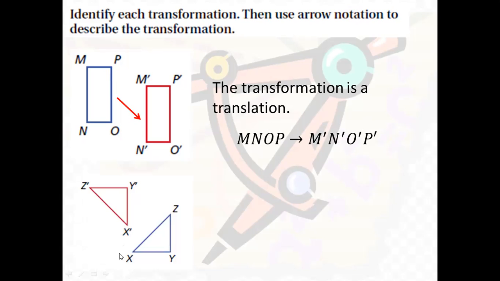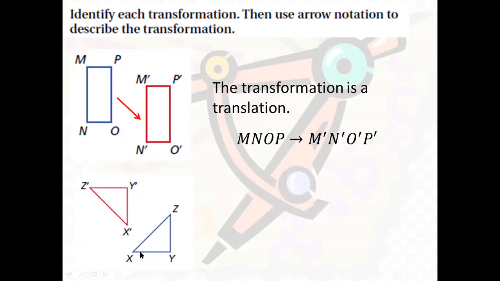Okay, now the next one, here we have two triangles, the red and the blue. Now, which is the pre-image? Is it the red one? It's the blue one, right? It's the blue one. How do we know? Because it is just written with letters. It doesn't have the prime sign. So this is the pre-image and this is the image.